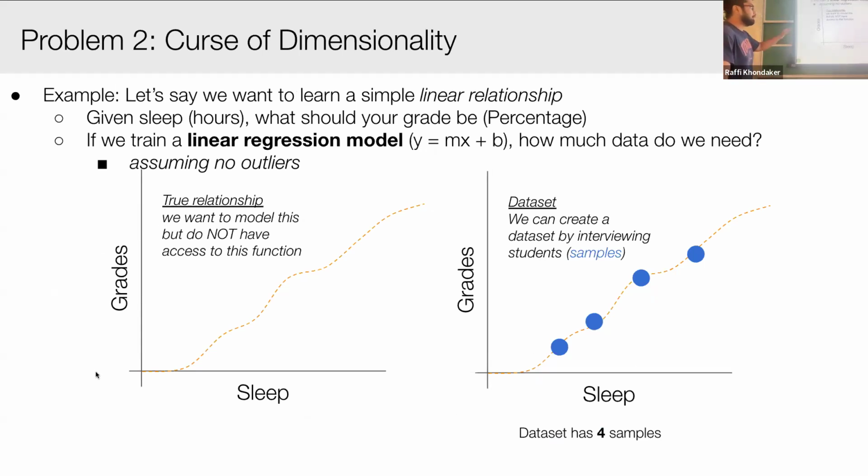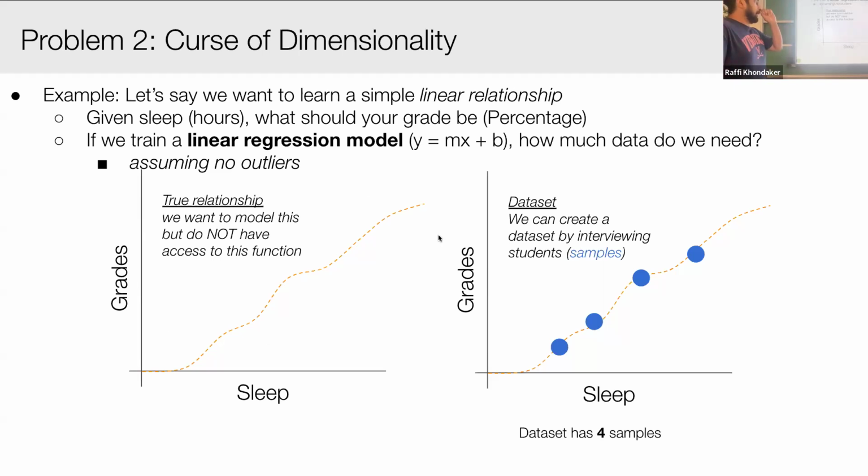Let's say we want a very simple model. Our only feature is sleep, and we want to predict a student's grade, right? Only one input feature. So let's say we train a linear regression model, which in this case effectively means y equals mx plus b. Does anyone know what our two parameters are in this case? Your slope and your intercept. Yes, a slope and intercept, m and b, are only two parameters, right?